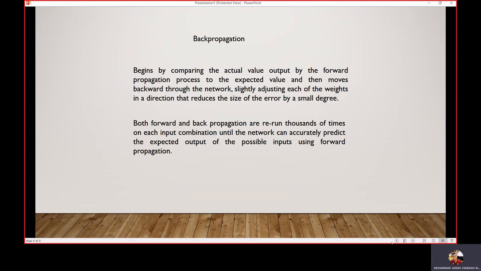Both forward and back propagation are rerun thousands of times on each input combination until the network can accurately predict the expected output of the possible inputs using forward propagation. So to conclude, back propagation itself is a very essential method that will reduce the size of the error and make the training more accurate, helping to prevent overfitting.